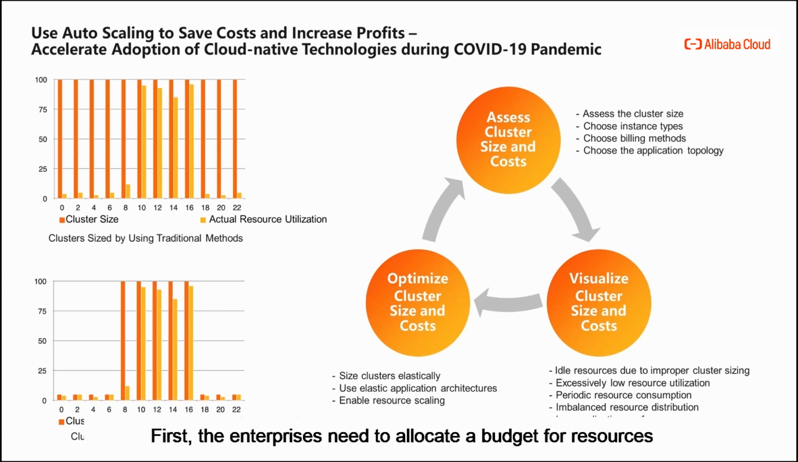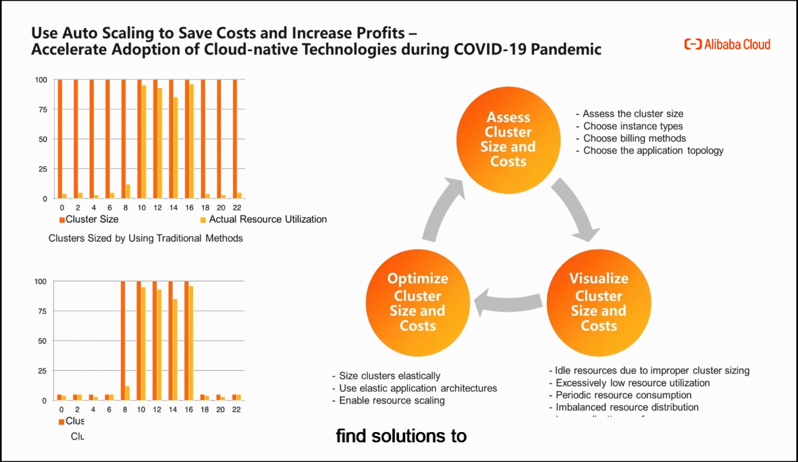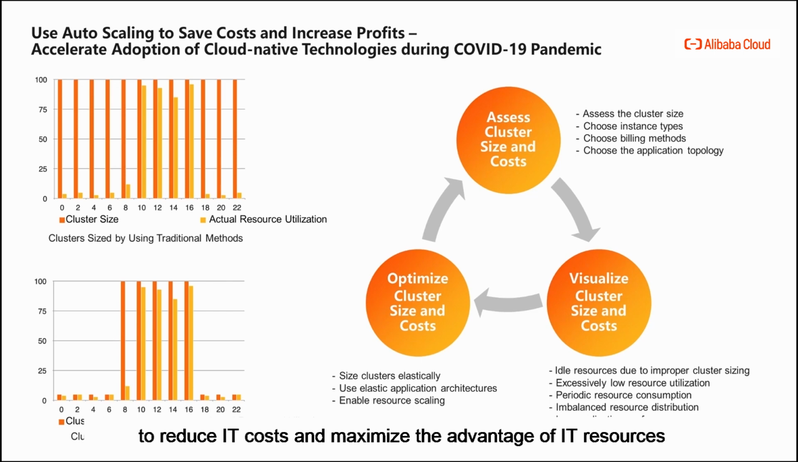First, the enterprises need to allocate a budget for resources. Then they can use the virtualization technology to check whether the budget plan is appropriate. If the budget plan is inappropriate, they must find solutions to optimize the budget plan. Among the solutions available, scaling is the most ideal solution. In the pandemic era, scaling is the optimal option to reduce IT costs and maximize the advantage of IT resources.